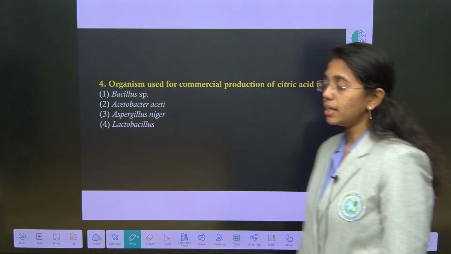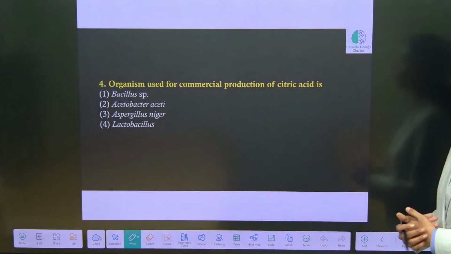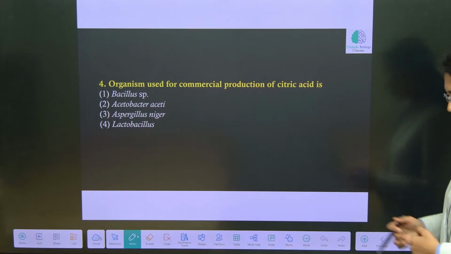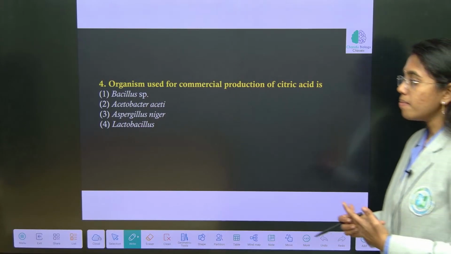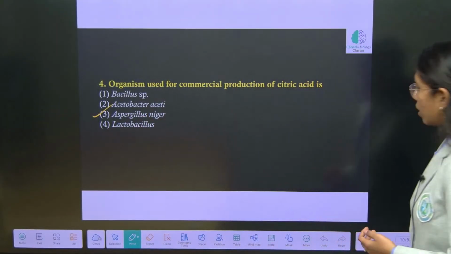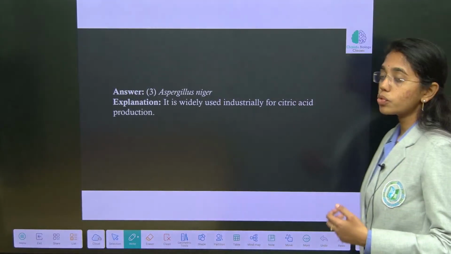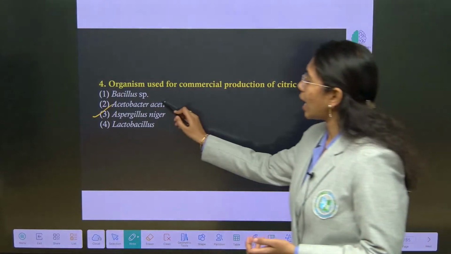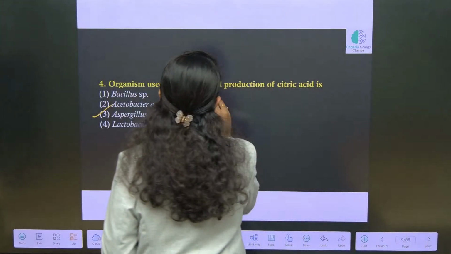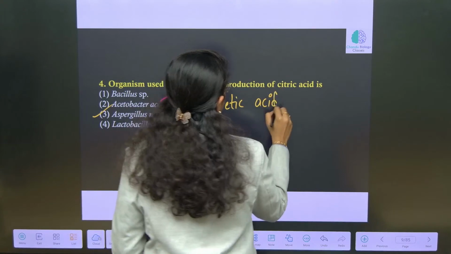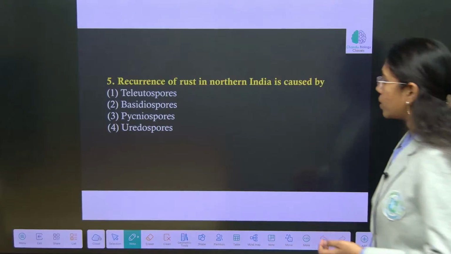Very simple and easy, from the commercial importance of microbes. Organism used for commercial production of citric acid. Very simple and easy to answer, which is Aspergillus niger. Aspergillus niger is widely used for the production of citric acid. Acetobacter aceti is widely used in the production of acetic acid. Next question.